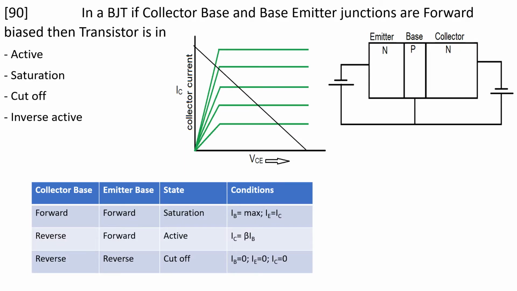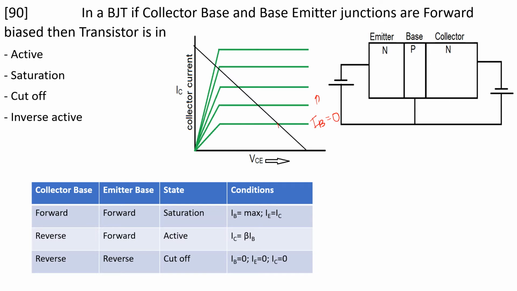In a BJT, collector base and the base emitter junctions are forward biased. Then the transistor is in which of the following states? Now here you have a forward characteristic curve for transistor where this is IB. All these values are for IB and the lowest value is IB equal to 0.